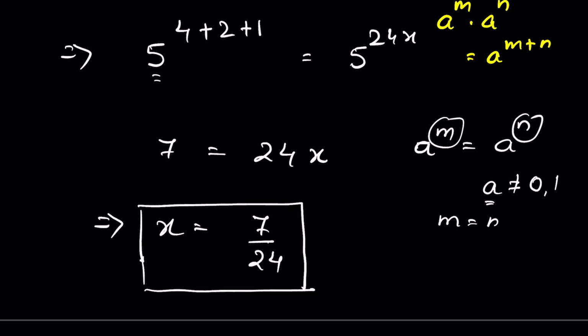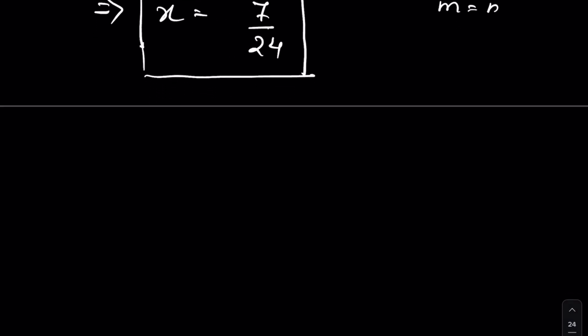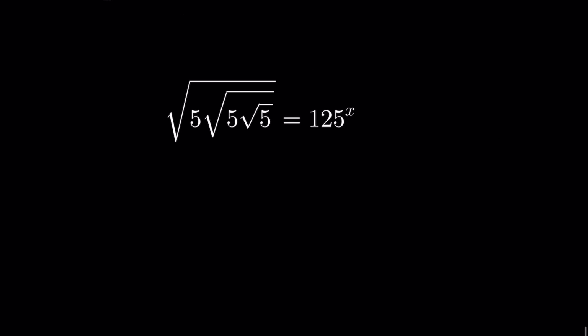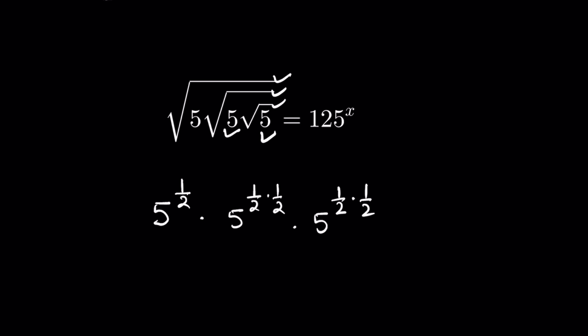Let's find the value of x through method 2. Second method is we use the property where square root means it is raised to the power of 1 upon 2. So 5 is raised to the power of 1 upon 2, then times this 5 is raised to the power of 2 square roots. So 5 raised to the power 1 upon 2 times 1 upon 2, then times 5 raised to the power of this 5 has 3 square roots. So it is 1 upon 2 times 1 upon 2 times 1 upon 2, is equal to 125, which is 5 raised to the power of 3x.